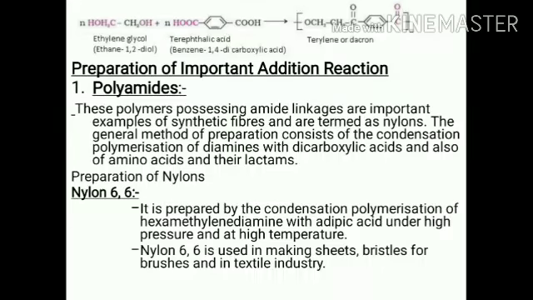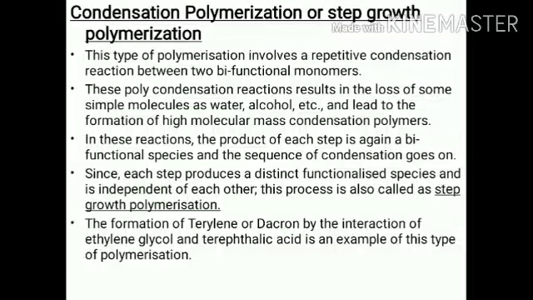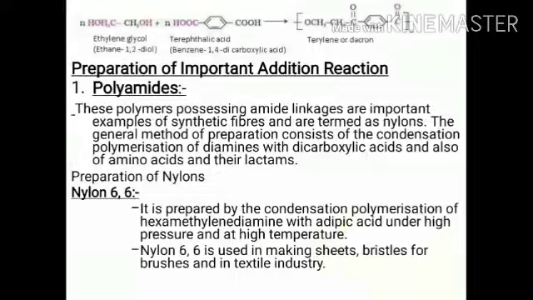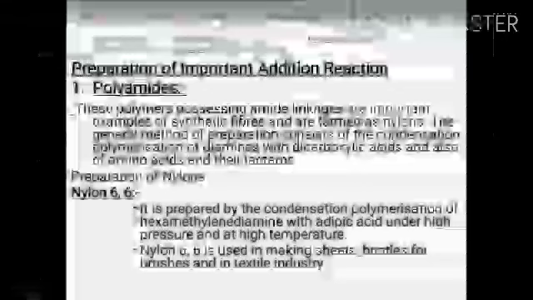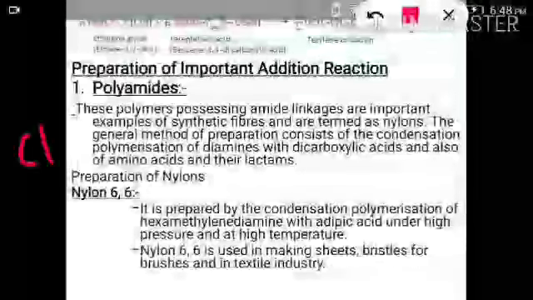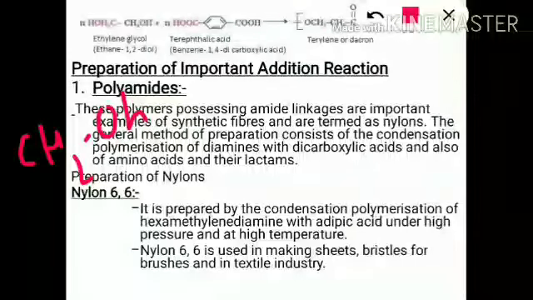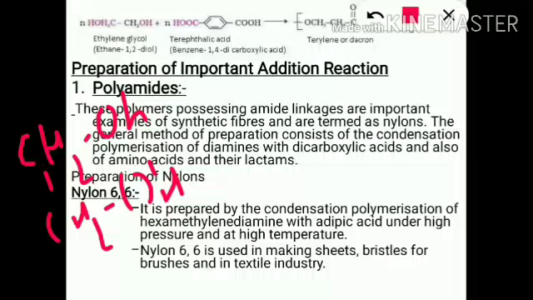Look at the example of this: terylene or dacron. Dacron is the polymer, and dacron is formed by two monomer units. First one is ethylene glycol, and second one is terephthalic acid. Look at that, I draw it here. Ethylene glycol means CH2OH single bond CH2OH, that is ethylene glycol, and terephthalic acid.